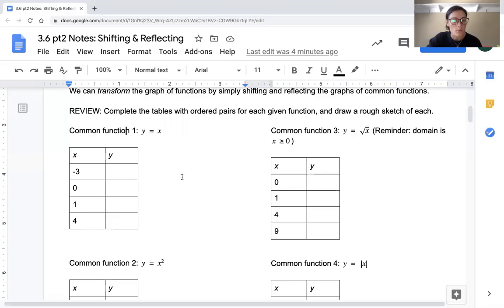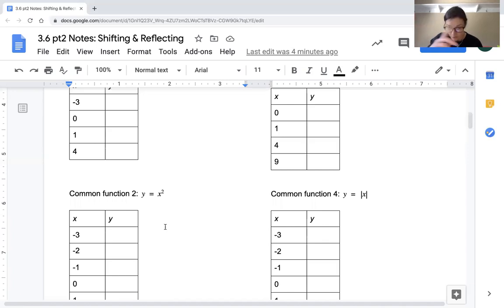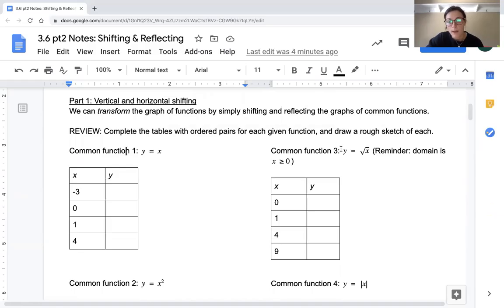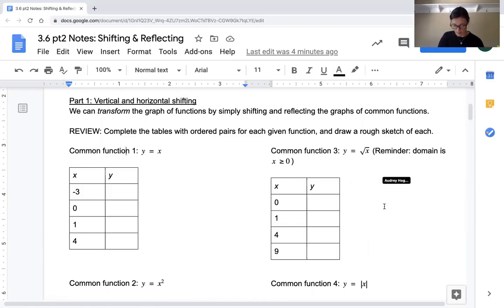So common function 1, y equals x, that's a line. Common function 2, y equals x squared, a parabola. But again, I want you to fill out these tables and graph the whole thing. It's a good review. Common function 3, y equals the square root of x. Reminder, the domain is x greater than or equal to 0. So this function starts, if we're looking at an axis, right here and goes like that. There's nothing on this side because you can't take the square root of a negative number until later this year when we learn about something called i.